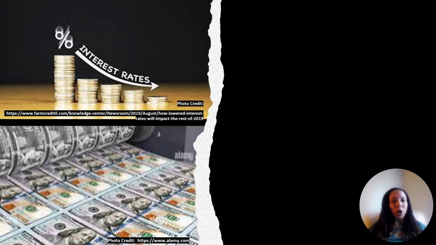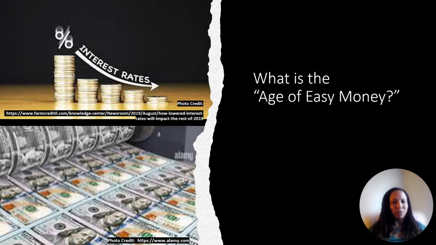So if you're like me, you are definitely asking the question, what is the age of easy money? And did I miss it? Well, the disappointing answer is yes, it's come and gone. It started all the way back in 2008 when the housing bubble burst due to cheap credit and lax lending standards. In order to prevent our financial markets from basically collapsing, the Fed stepped in to save the day.